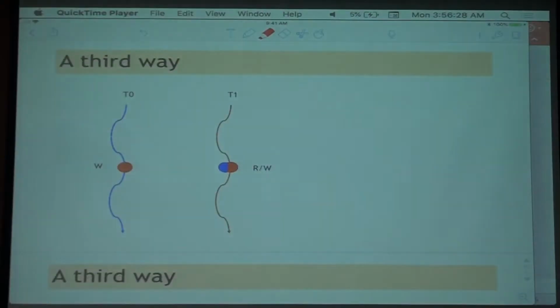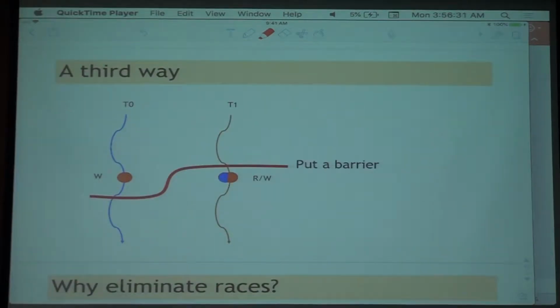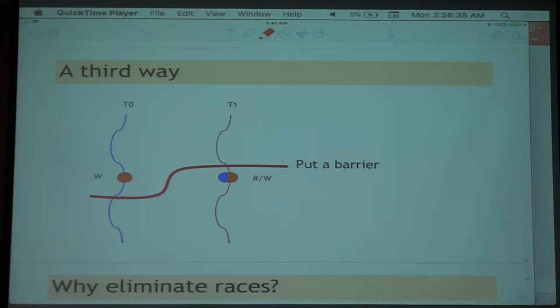A third way to eliminate data races is to use a barrier, like what we do in GPU programming. This also gives you a happens-before order. So there are 3 basic ways to avoid data races. You need to avoid them, otherwise you are having a racing access. And I haven't told you the real bad news yet.